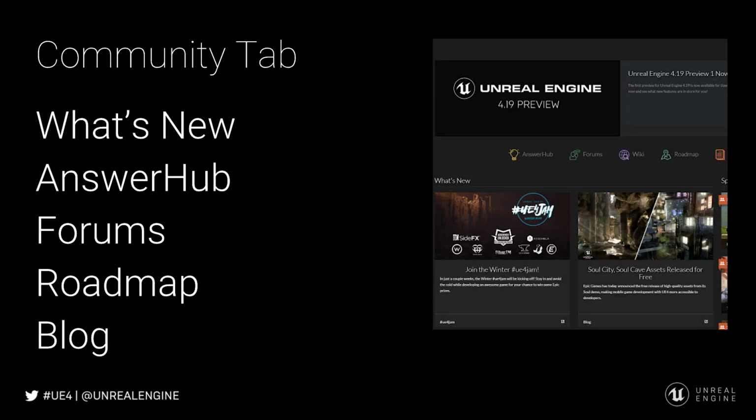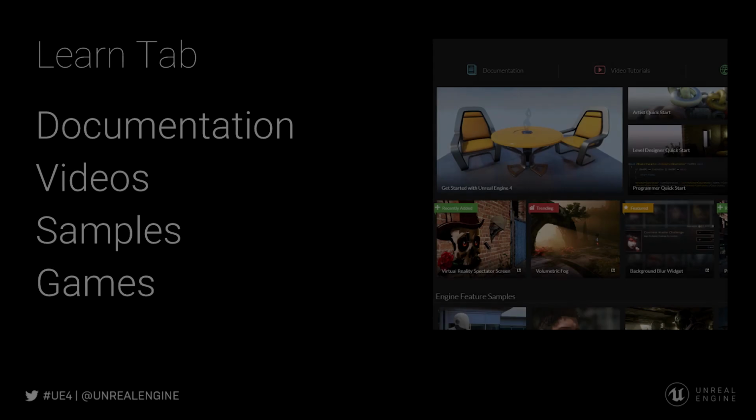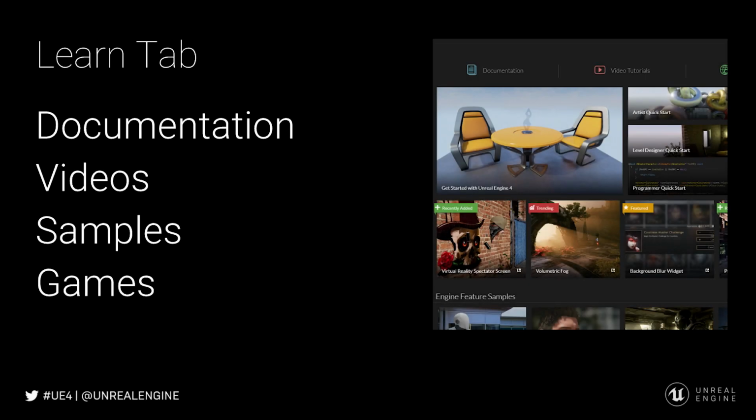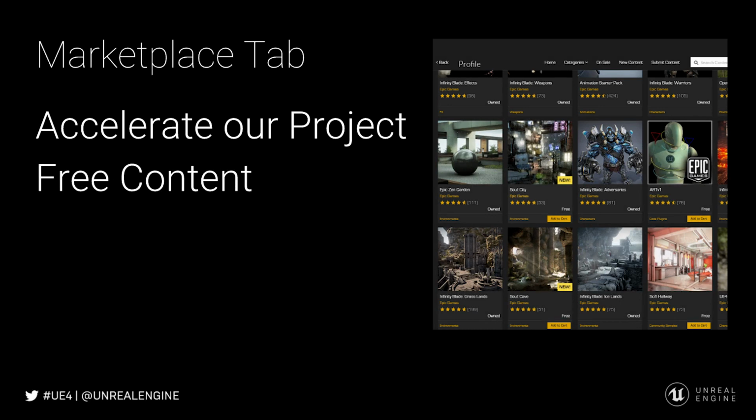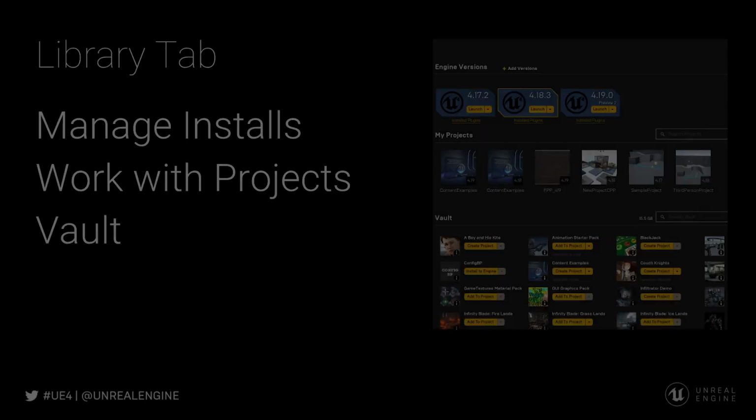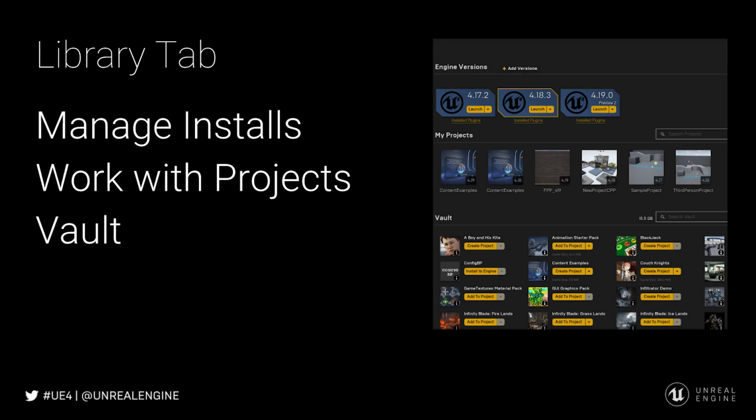We're going to look at the different tabs, like the Community tab, which allows us to interact with the community directly. The Learn tab, which allows us quick access to the documentation and other ways of learning the engine. The Marketplace tab, which allows us to quickly accelerate our project and provides us with free content. The Library tab, our primary interface to our engine, our projects, and our vault, which holds items we've purchased and downloaded from the launcher.